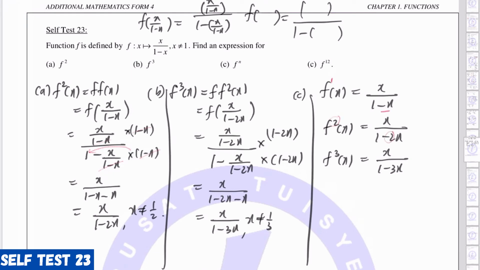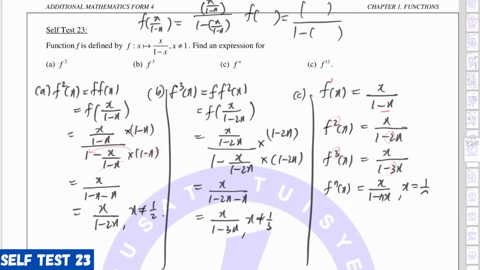This will be 2. This is 3. Right? So I want to find a general formula for f_n(x). So we can write this as x over 1 minus nx. Right here, n cannot be... x cannot be... why am I erasing the right thing? This one of n, sorry.